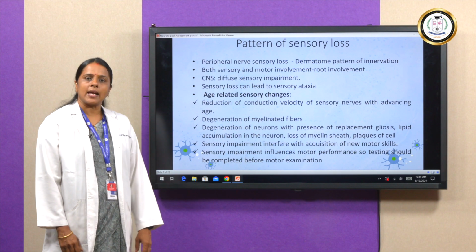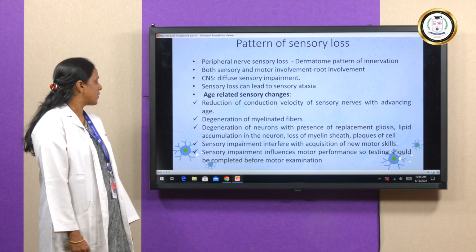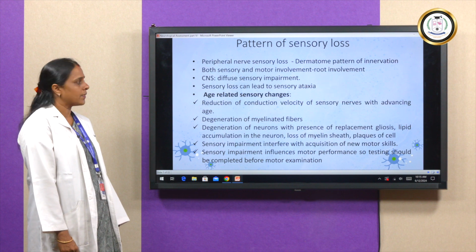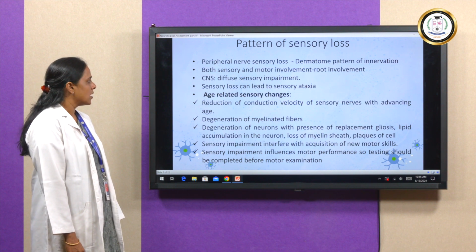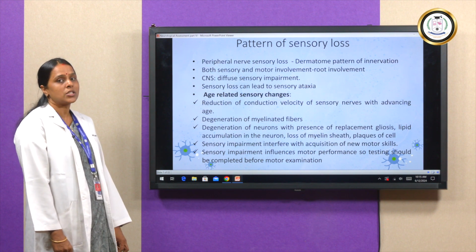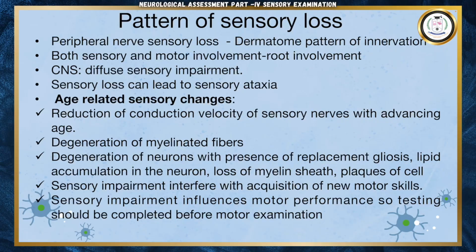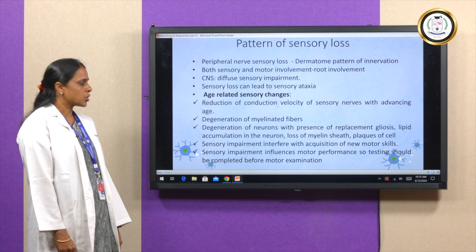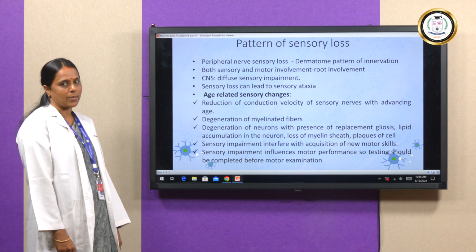There are also age-related sensory changes. For example, reduction of conduction velocity of sensory nerves with advancing age. There is degeneration of myelinated fibers and degeneration of neurons with advancing age, and sensory impairment interferes with acquisition of new motor skills. Sensory impairment influences motor performance, so testing should be completed before the motor examination.